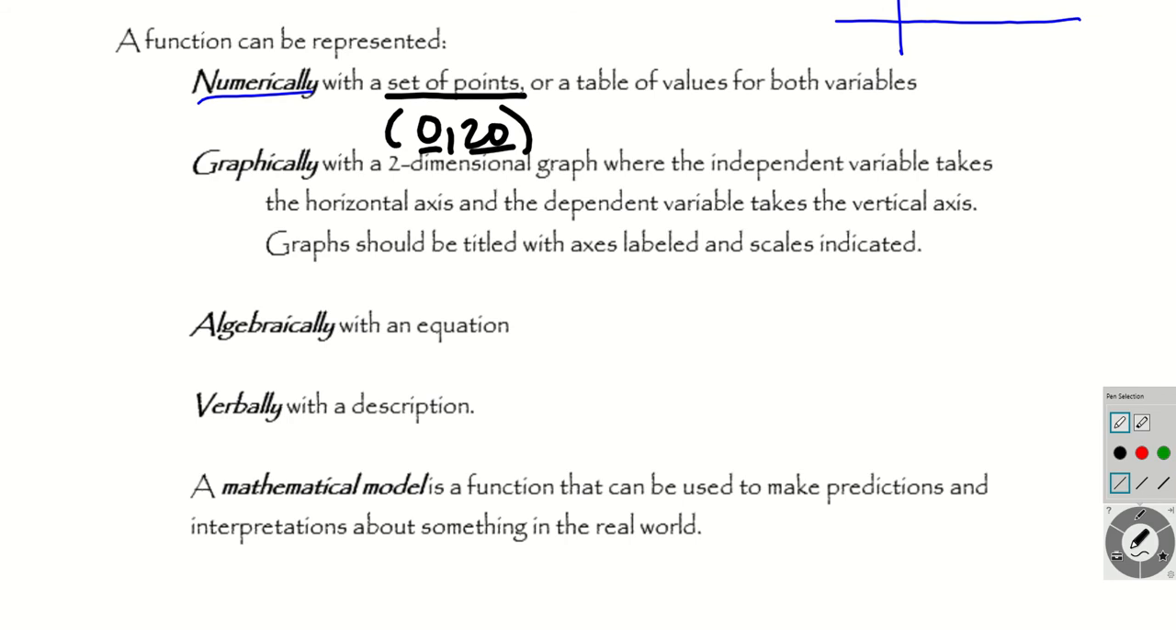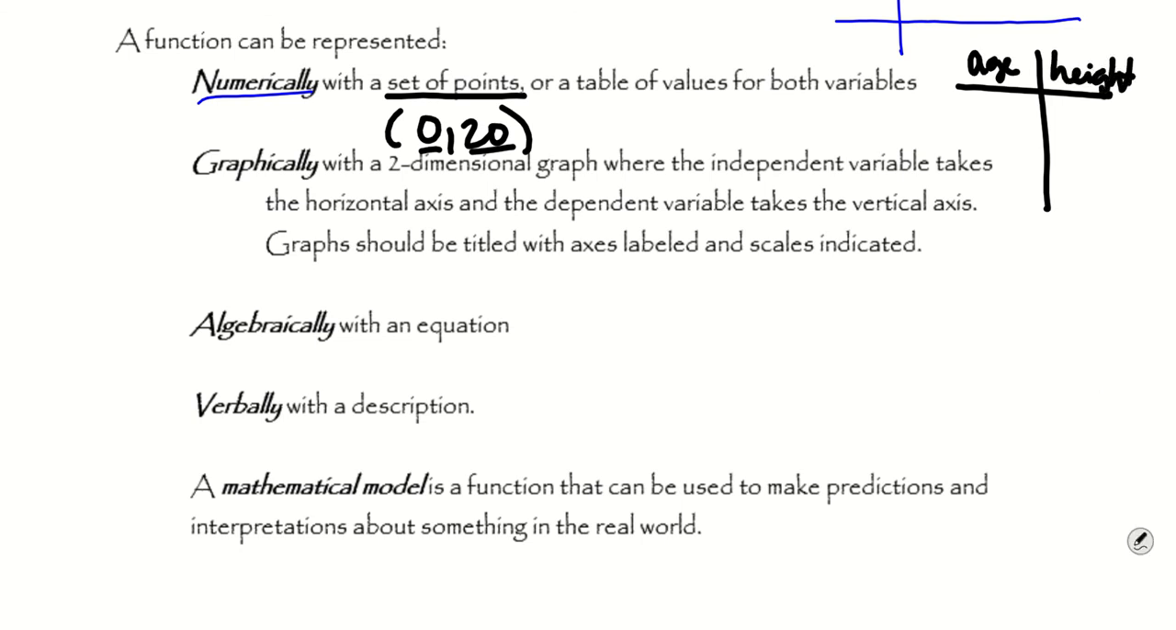Or it can be with a table of values. So if I give you something like this, giving you a table, one column is for age, another column is for height. If I give you 0, 20, I'm pairing those two numbers. If I give you 12, 62, I'm telling you that at 12 years old, this individual is 62 inches. If I give you 20, 67, I'm telling you that at 20 years old, an individual is 67 or 5'7".